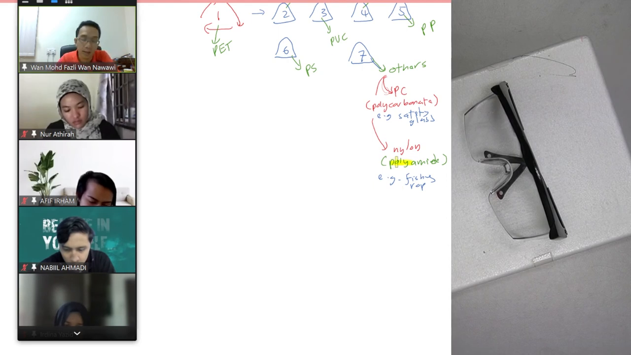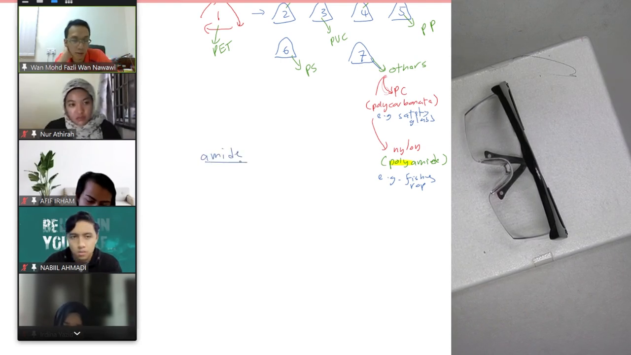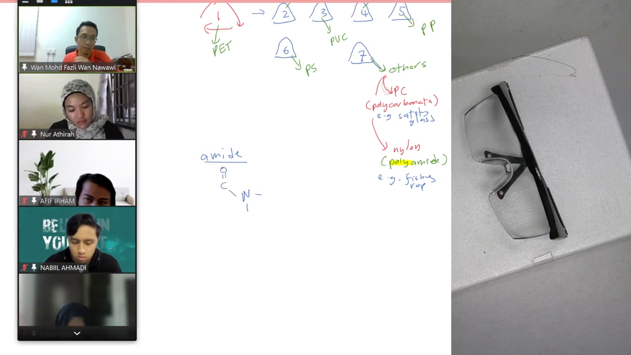You know what is poly? So the amide, when you learn in organic chemistry, I believe in your matriculation you also have learned a little bit about organic chemistry. So what is amide here? The molecular structure of amide is basically something like this. You have N, and the N is amide. Normally when you have nitrogen in the structure, we call it amine. But for this amide, you have this, and then you have C, and then you have double bond O. So this is what makes it amide.